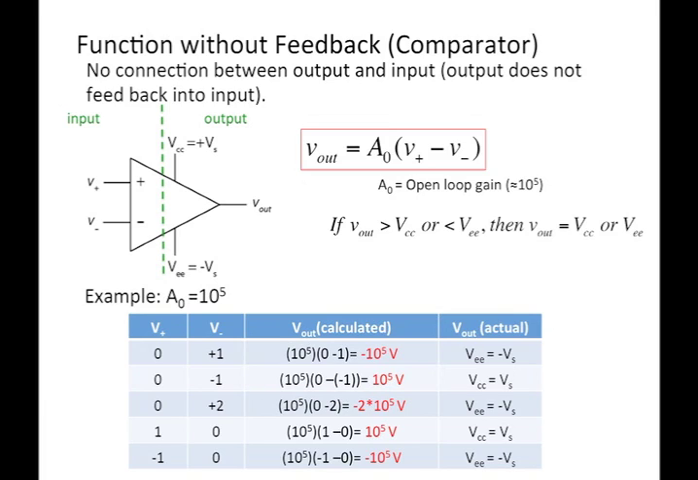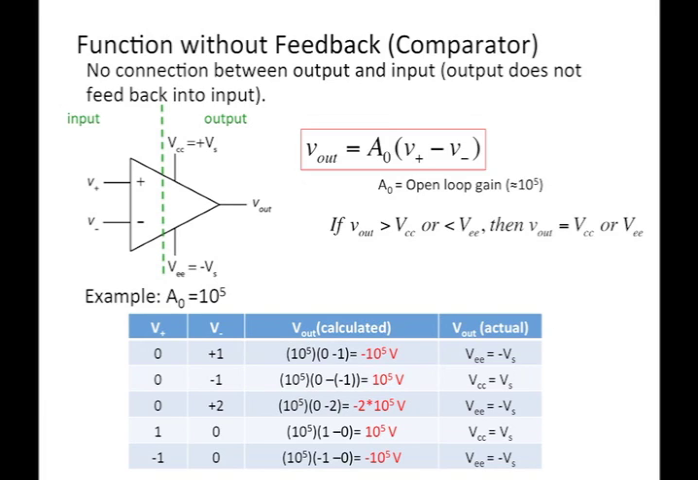Here's an example. If you put 0 volts on the non-inverting input and plus 1 volt on the inverting input, then to figure out the output, you'd say it's the gain, 10 to the fifth, times the difference, V plus minus V minus, in this case 0 minus 1. So the output should be minus 10 to the fifth volts. We know that's not really possible, so the actual output is just going to be minus VS.